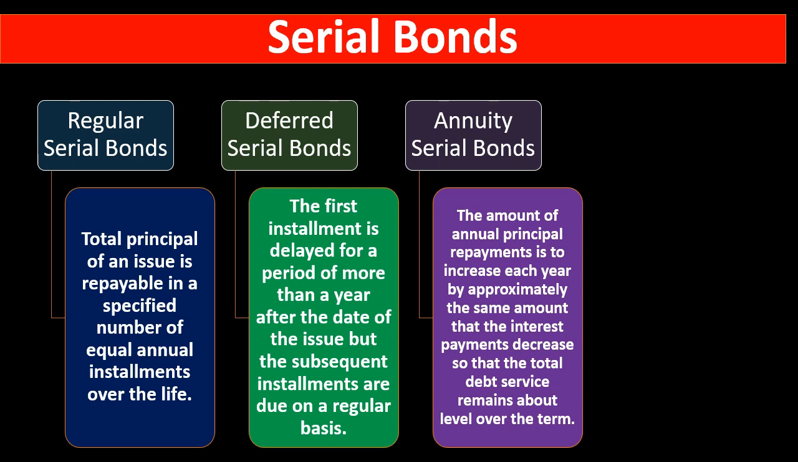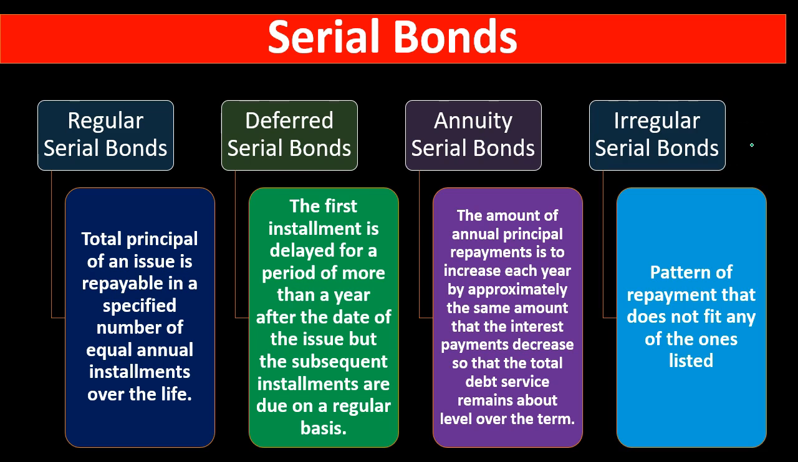And then we have the final grouping of irregular serial bonds, and those are ones where the pattern of repayment does not fit any of the ones listed. So we have these listed: the regular, the deferred serial bonds, the annuity serial bonds, and if they don't fit that pattern, we have some other kind of strange pattern that we put together, and we're going to call those irregular serial bonds.